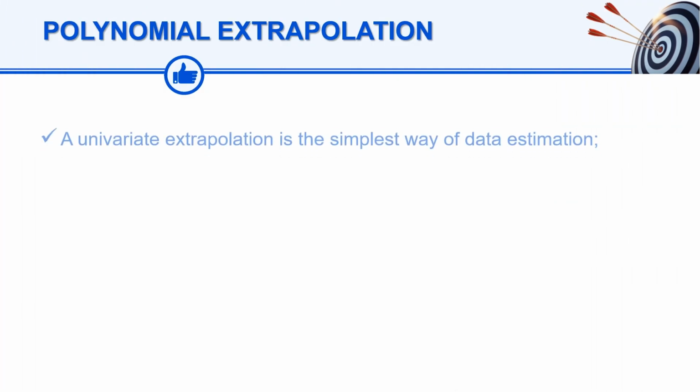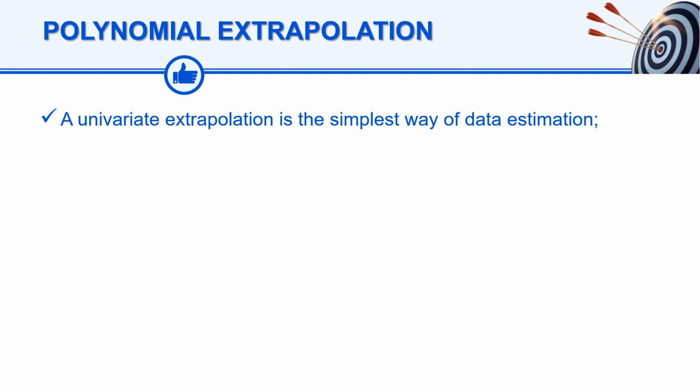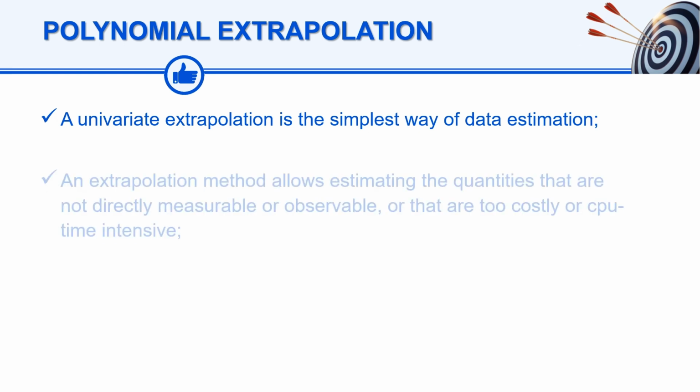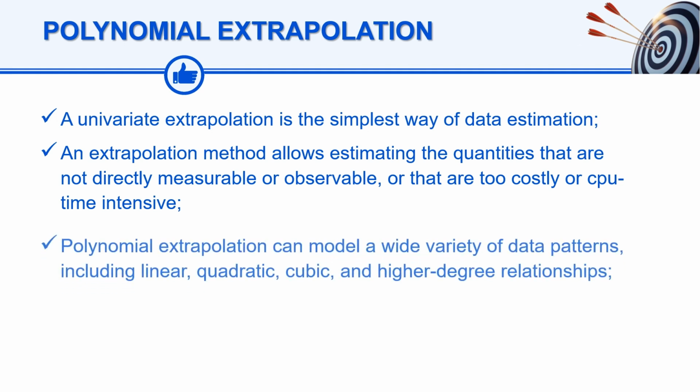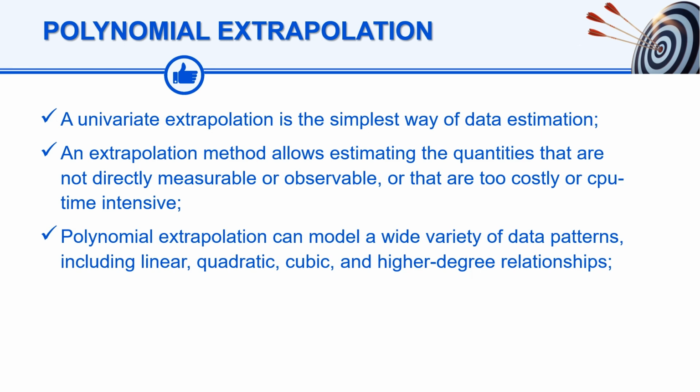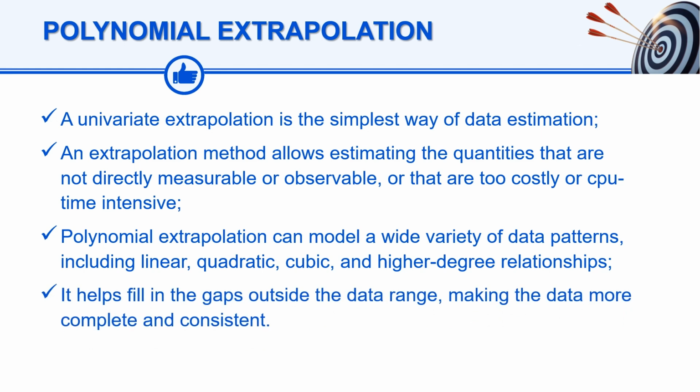A univariate extrapolation is the simplest way of data estimation. An extrapolation method allows estimating the quantities that are not directly measurable or observable, or that are too costly or CPU time intensive. Polynomial extrapolation can model a wide variety of data patterns, including linear, quadratic, cubic, and higher degree relationships. It helps fill in the gaps outside the data range, making the data more complete and consistent.